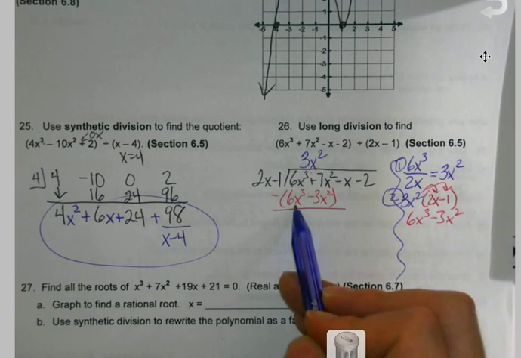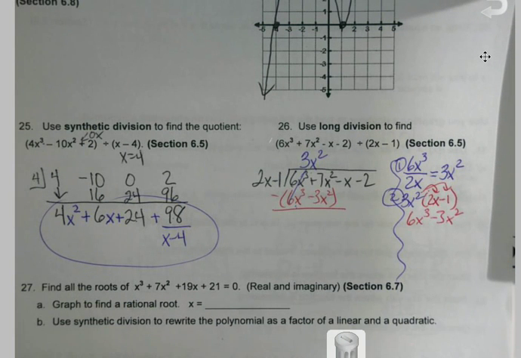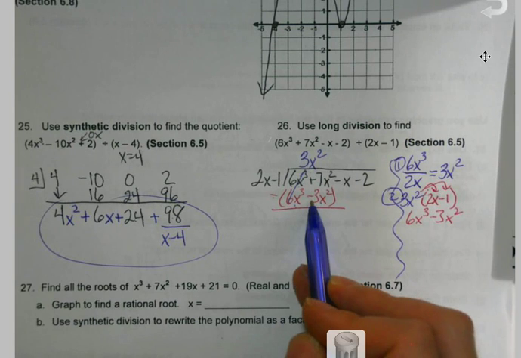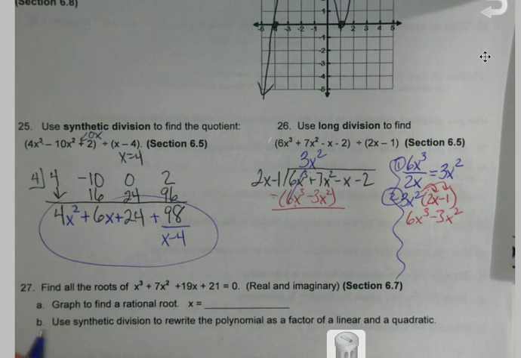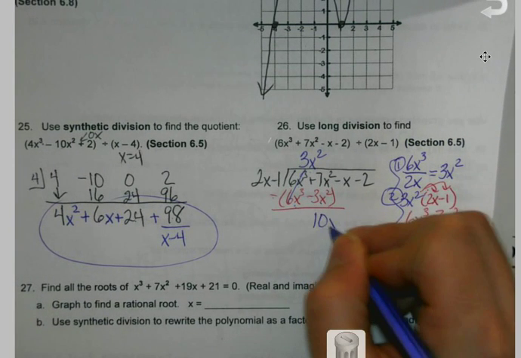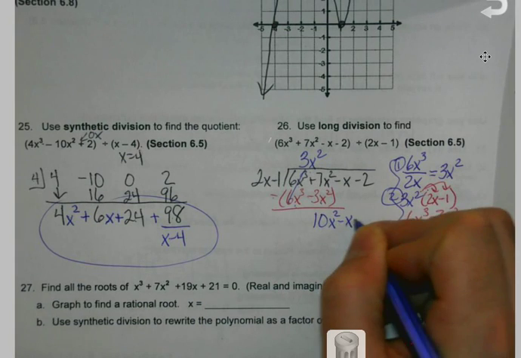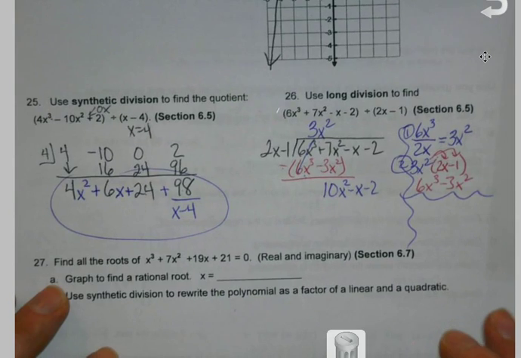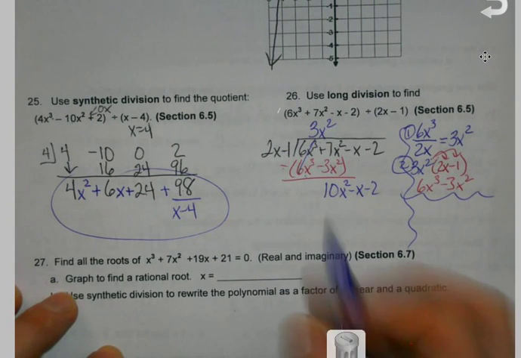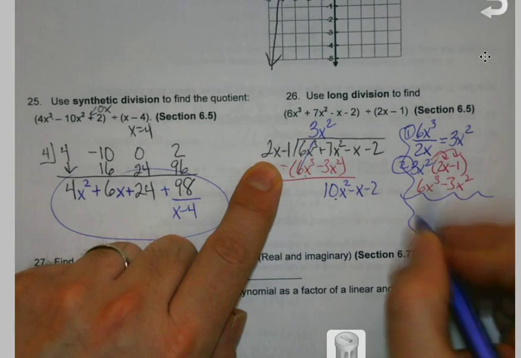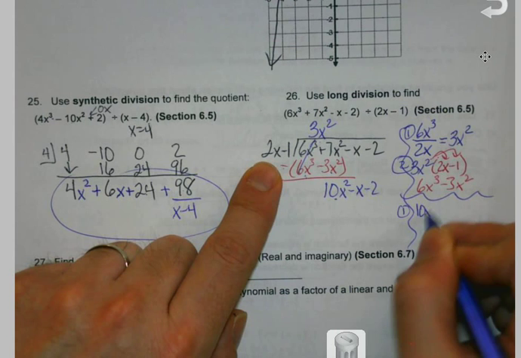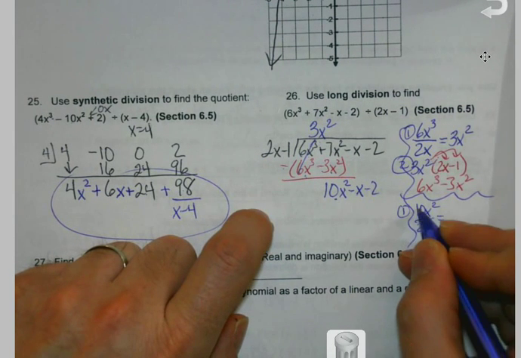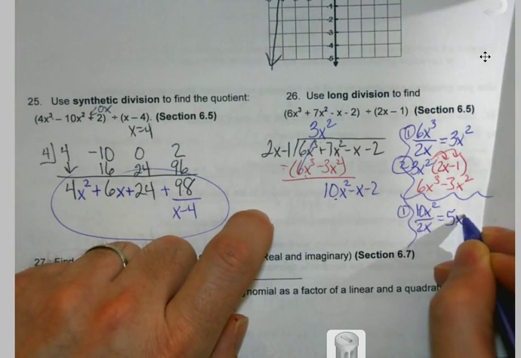6x cubed minus 6x cubed. Okay, that part's good. It's supposed to be. Don't do 7 minus 3. 7 minus negative 3. Like 7 plus 3. So it's 10x squared minus x minus 2. And the process starts over again. First divided by first. Ten divided by 2 is 5x.